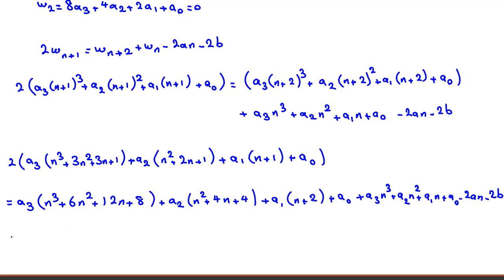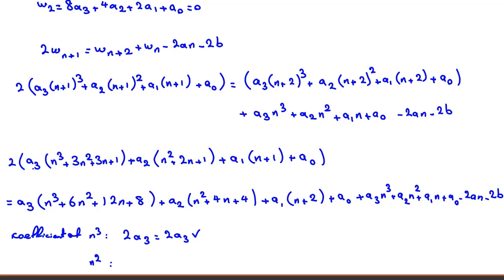Okay, let's consider the coefficient of n cubed. On the left side it is this one, 2a3. On the right side it is what, a3 here plus a3. So 2a3, it is okay. Now let's consider the coefficient of n squared.